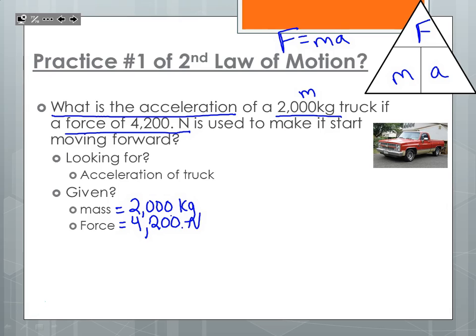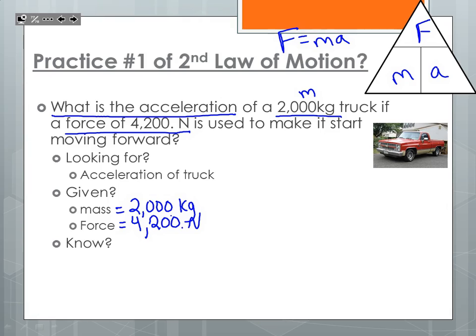4,200 newtons. And why is there a decimal point at the end of 4,200? It's because it's letting you know that all four of those numerical numbers are all significant to this equation. So it's going to have 4 sig figs for the 4,200.